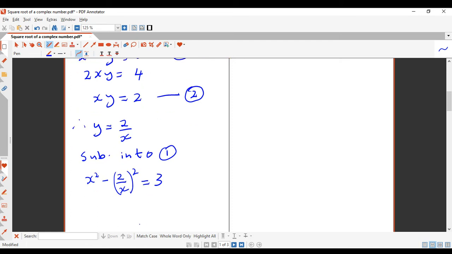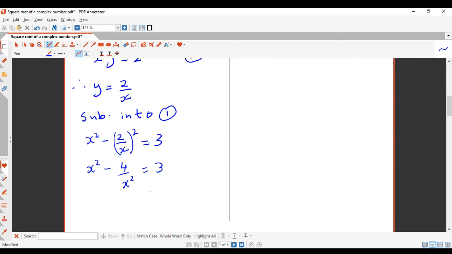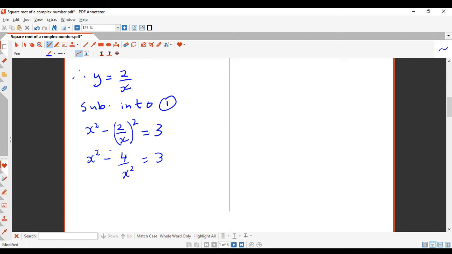Okay, so let's see what we can do with this. Well, getting rid of those brackets, we're going to get 4 on x squared is equal to 3. And then we're going to multiply through by x squared. So every single term will be multiplied by x squared. Right, so if I multiply every term by x squared, this is essentially what I'm doing.